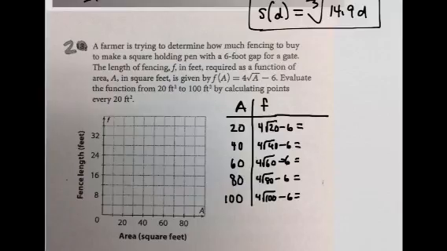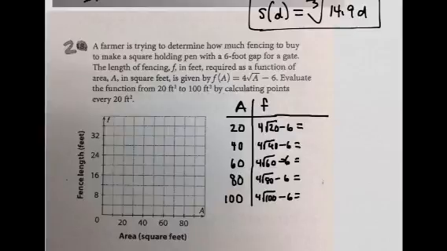Alright, so for number 2, I've set up a table with the values for A, starting with 20, going up to 100, and going up by 20 square feet. So that's because that's what they asked you to do right here. Okay, from 20 to 100, every 20 feet squared. And so I've set up the table with all the values that you need. So now it's just using the calculator.